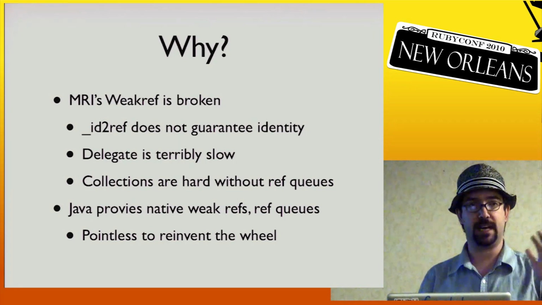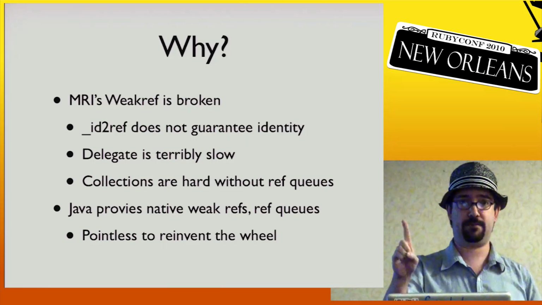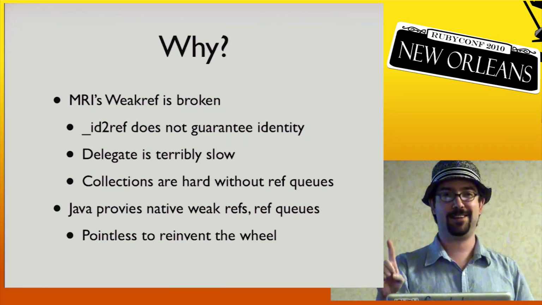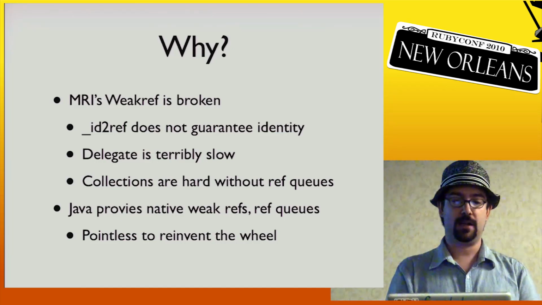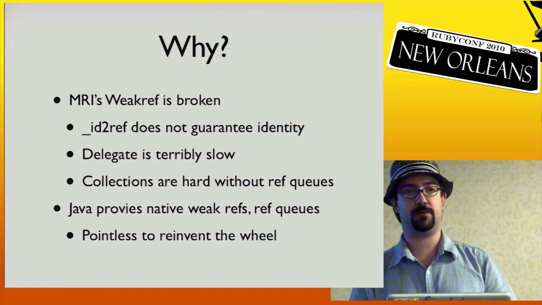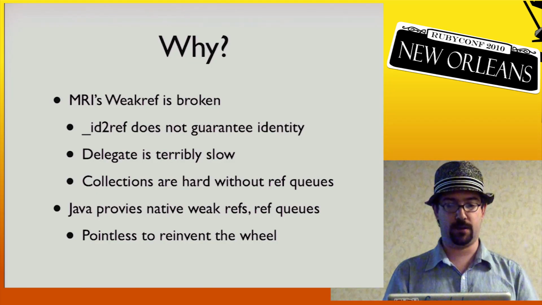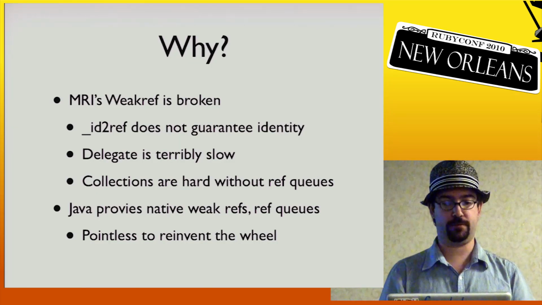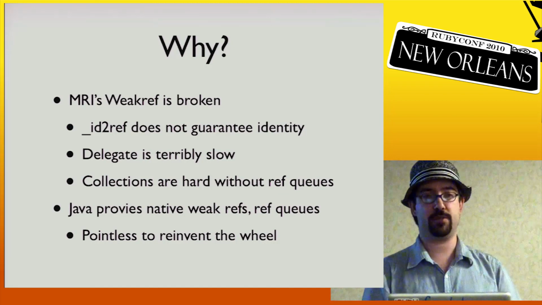So ID to ref is not something anybody should ever be using, okay? That's my rule number one about memory and objects and IDs in Ruby: don't use ID to ref. Weakref also uses delegate, which is, at least in 1.8, a terribly slow library. In 1.9 it's improved somewhat, and we have a modified version of it that's improved too. And collections, like I say, are very hard without reference queues, so we needed to add that.